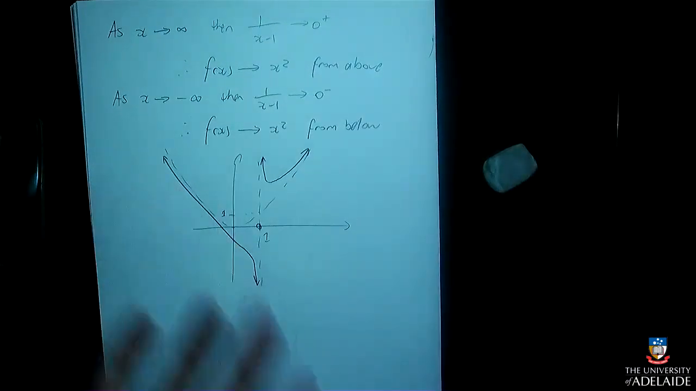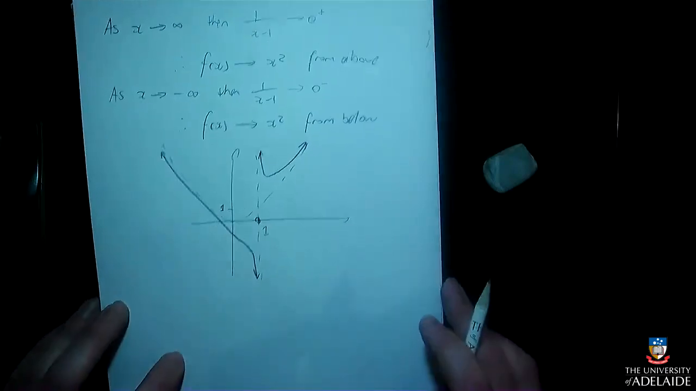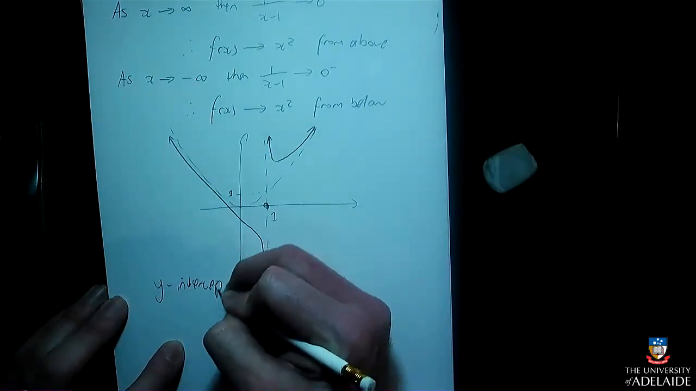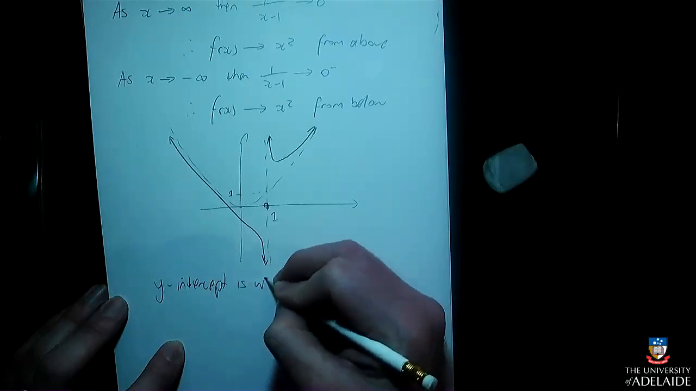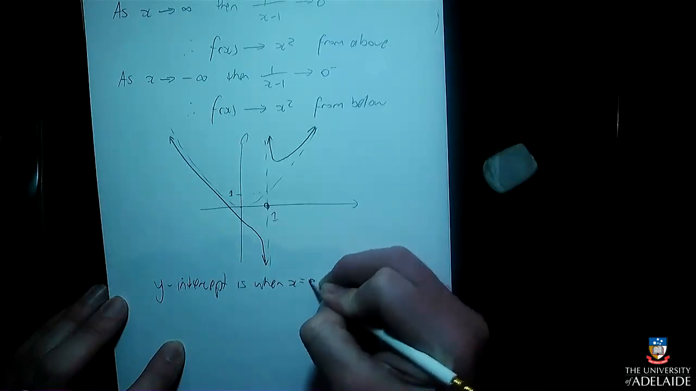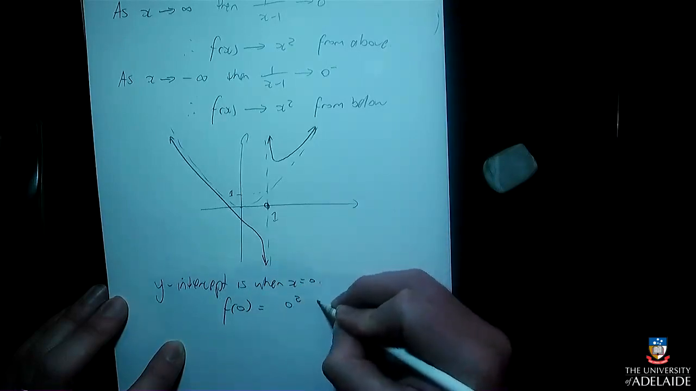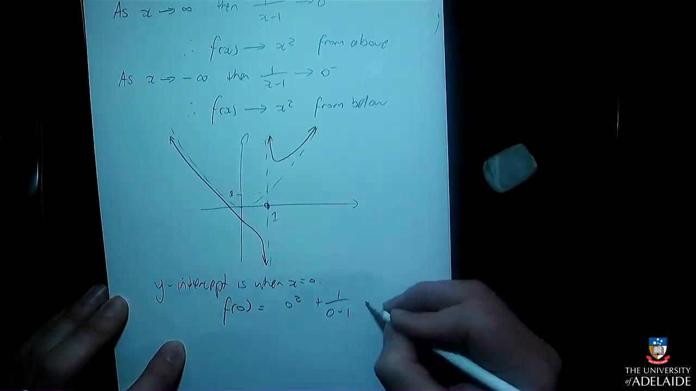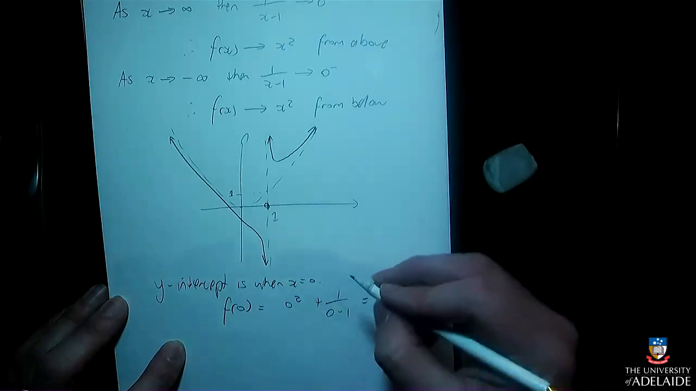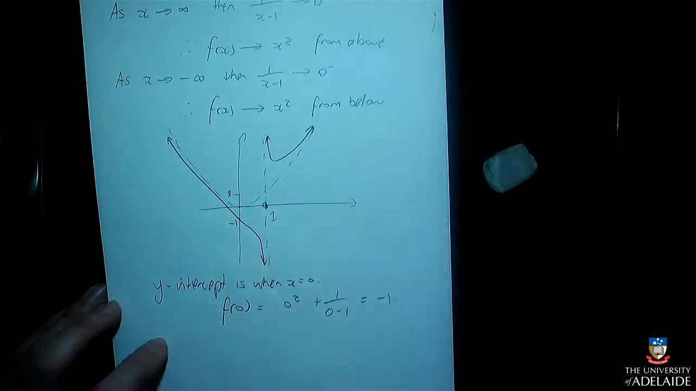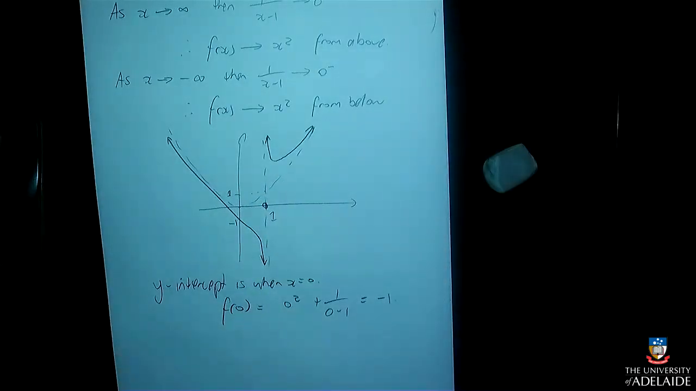Something weird's going on here, and that's what the rest of my calculus is for. I can at least figure out what this point is. I should just say, the y-intercept is when x equals 0. So f of 0 is 0 squared plus 1 over 0 minus 1, which is 1 divided by -1, which is -1. And so that's actually -1 there. I actually picked the right spot.